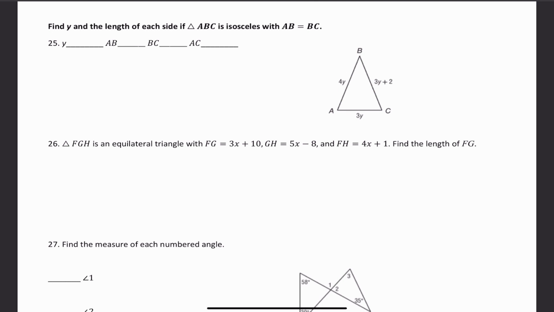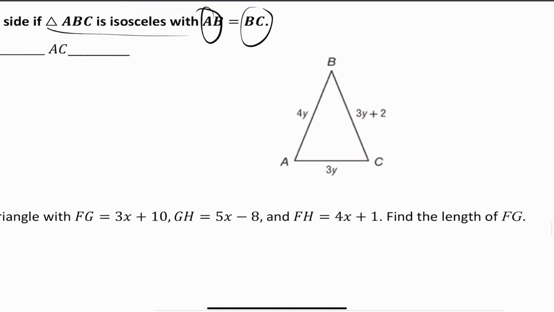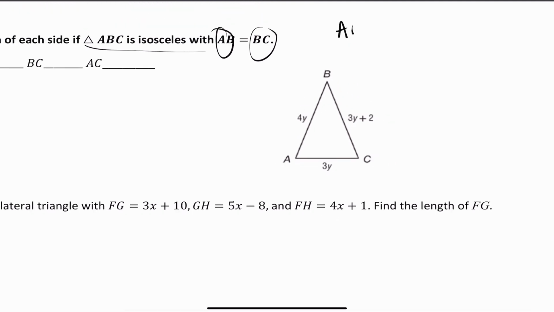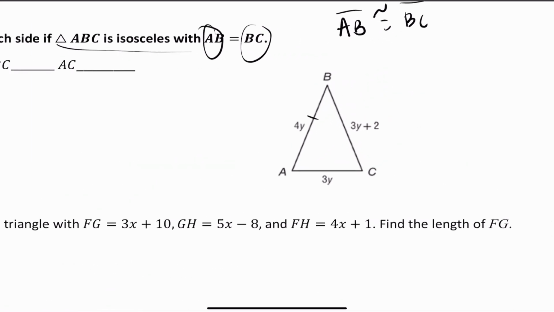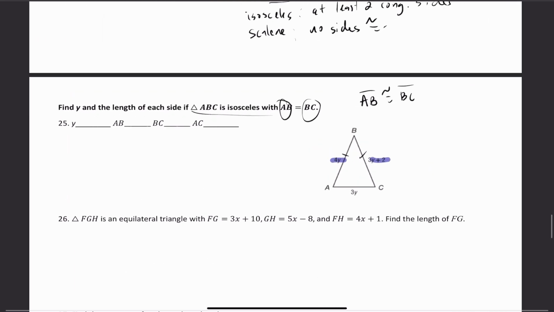equals BC. Okay, so triangle ABC is isosceles, and we know that AB is equal to BC. The measure of AB is equal to the measure of BC, so that's awesome. In the language of geometry, segment AB is congruent to segment BC, right? So put a tick mark here and a tick mark there. So that's AB, that's BC. What can I do with these two expressions here? Well, I can set them equal to each other, right?